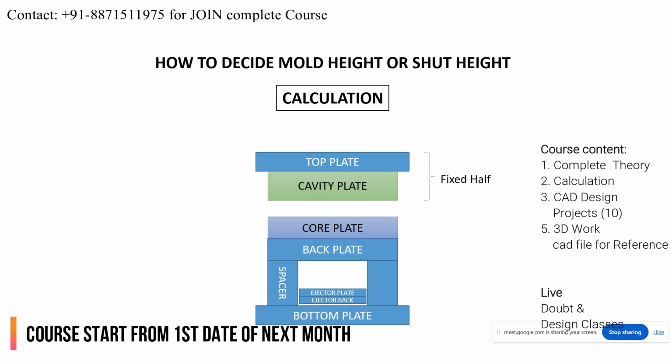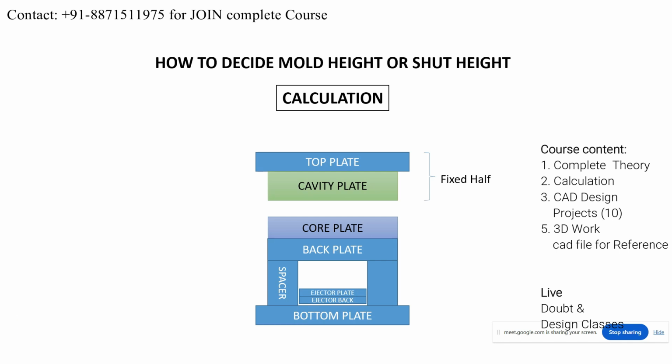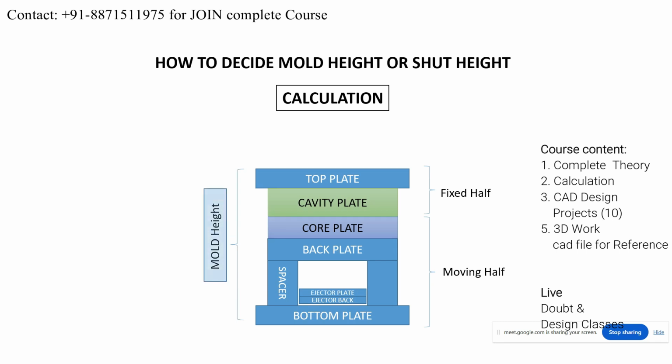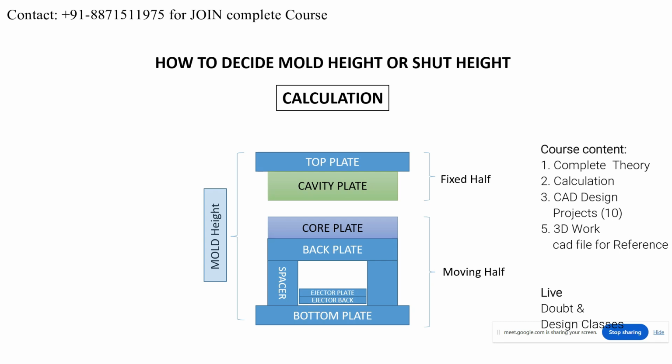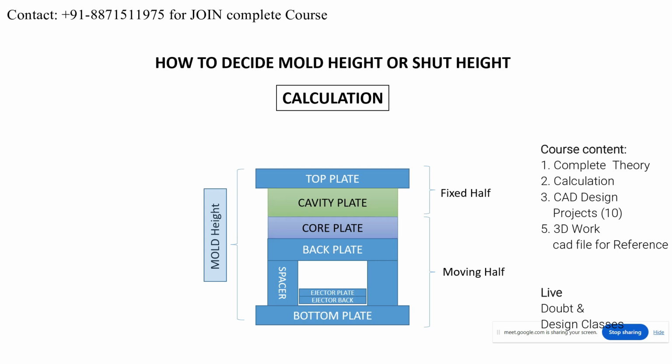As I told you about the shut height, what is the meaning of shut height? For example, this is the fixed half, which is the combination of top plate and cavity plate, and this is the moving half, which is the combination of core plate, back plate, spacer, bottom ejector plate or ejector back plate. Is it clear? So mold height is the height in closed condition, not in open condition. Because in closed condition we have to put the mold into the injection molding machine, right or wrong?